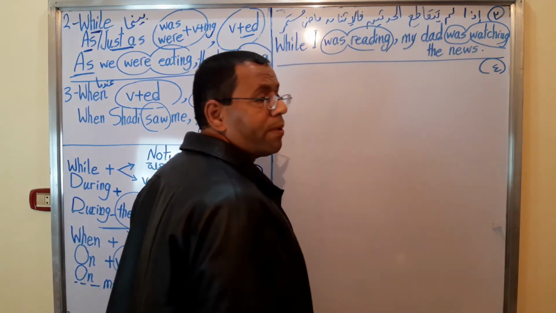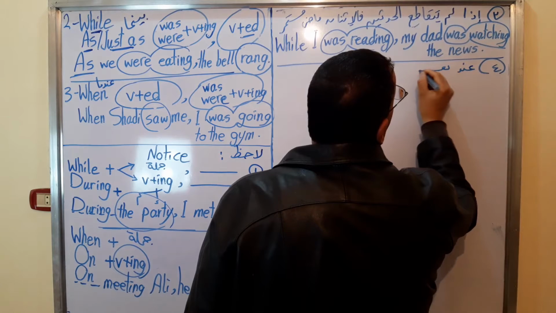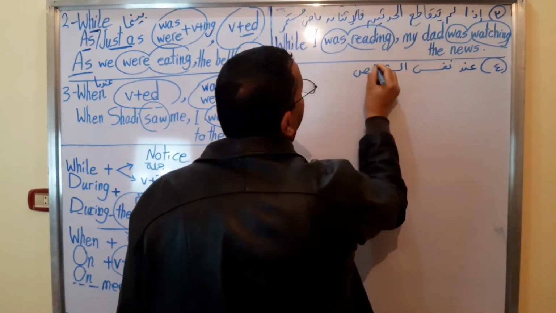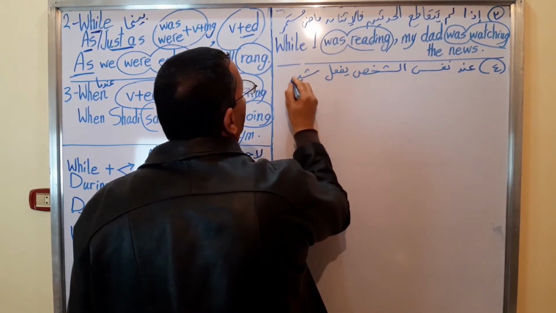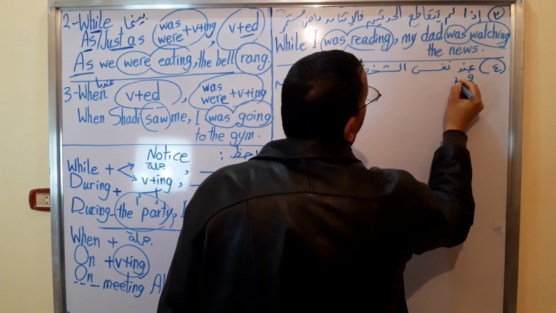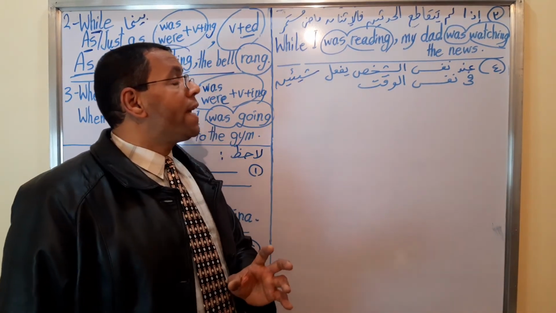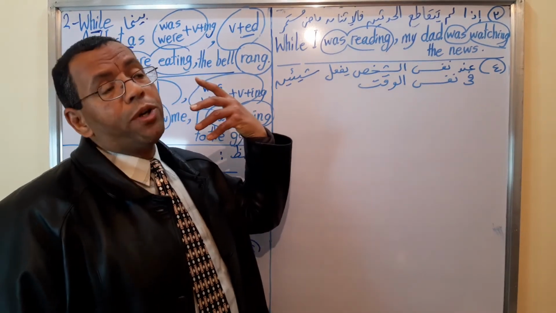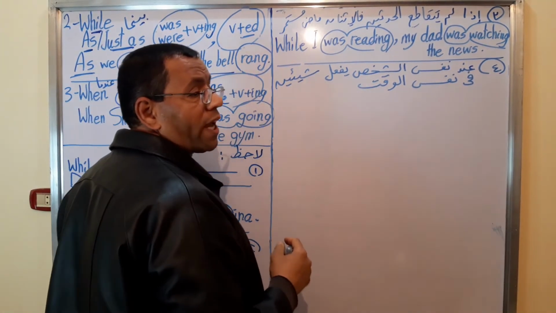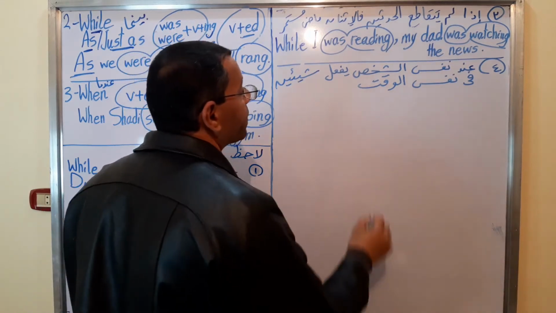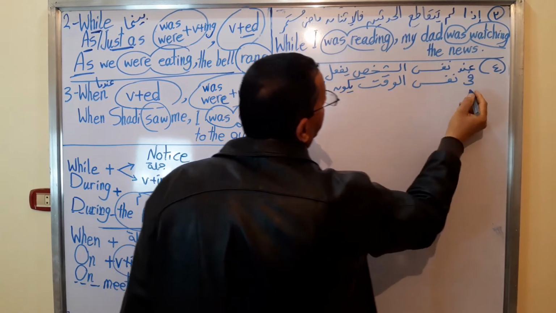4. When a person is doing two actions at the same time. عندما نفس الشخص، the same person، يفعل شيئين في نفس الوقت، at the same time. In the past a person was doing two things at the same time. Of course the two actions are past continuous. يكون الحدثان ماضي مستمر.